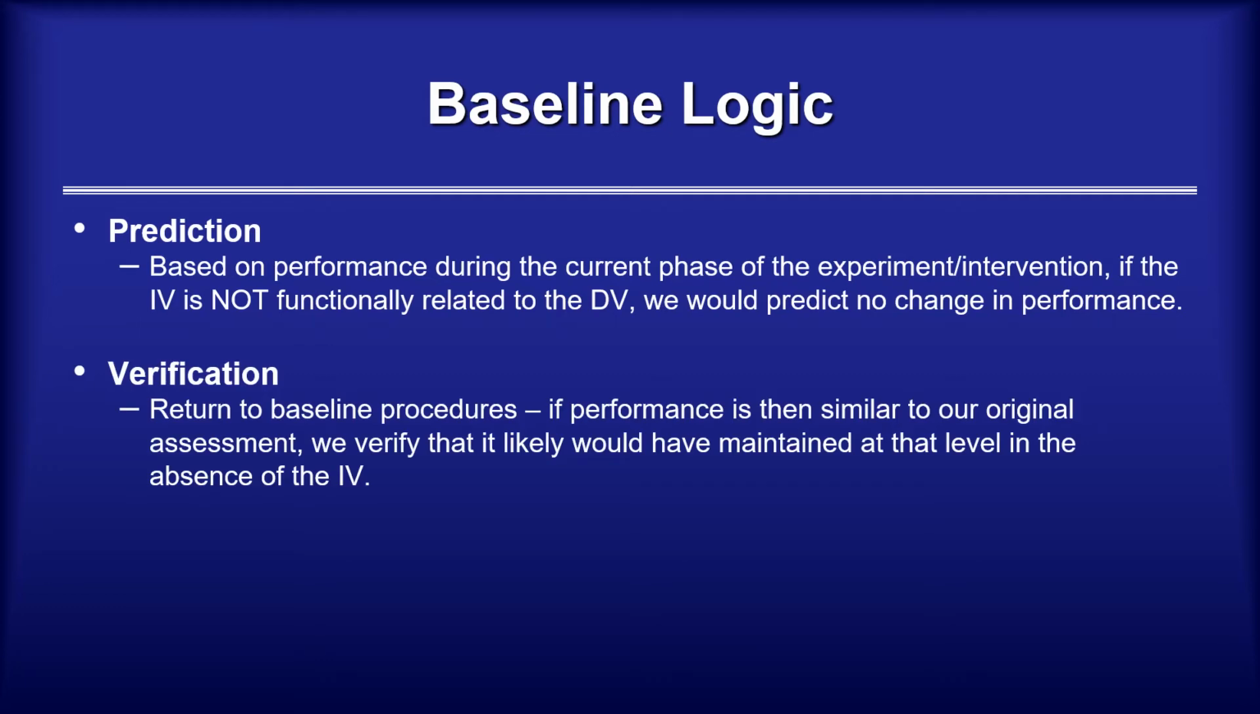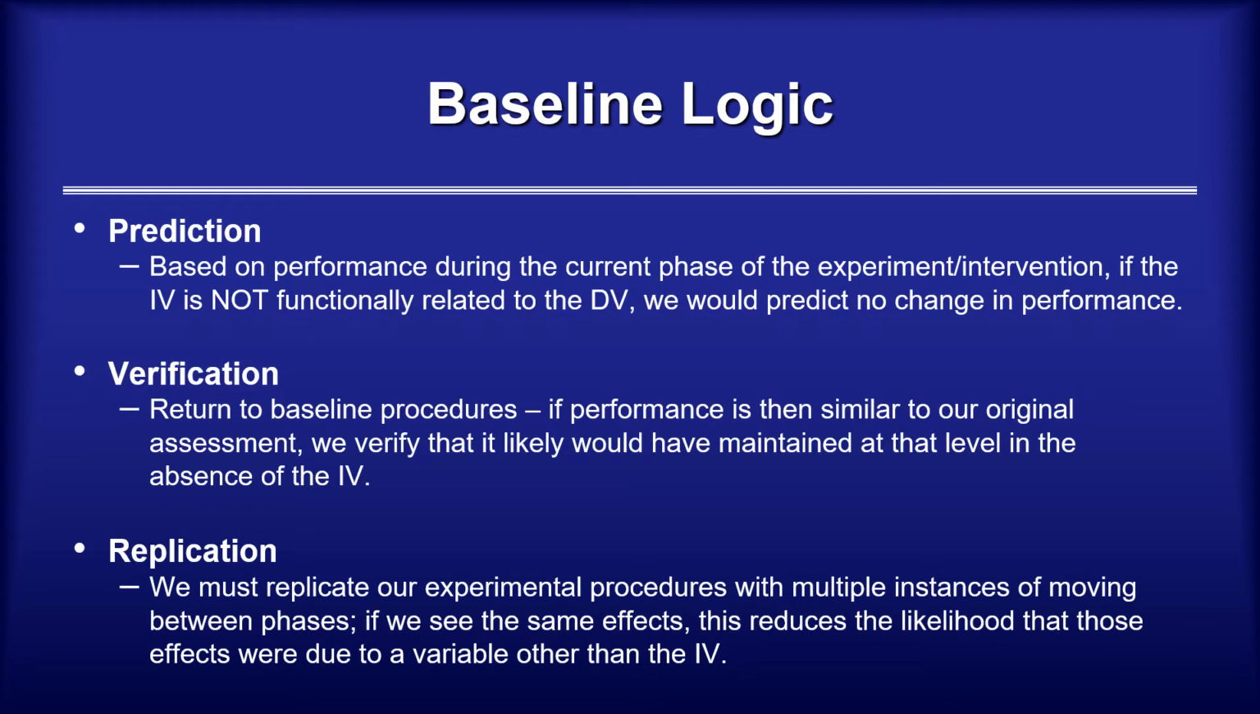If we do see a change in performance, we must demonstrate that the change was not coincidental via verification. Verification includes return to baseline procedures. If performance is then similar to our original assessment, we verify that it likely would have maintained at that level in the absence of the independent variable.